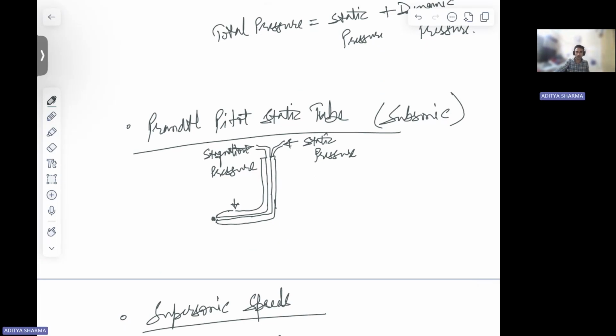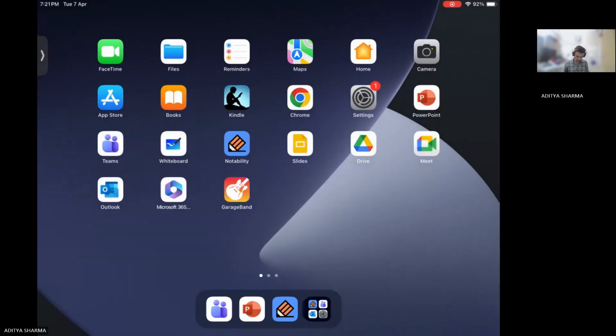So this is how a pitot static probe looks in reality. For stagnation pressure, we have the front point. Then on the walls of this probe you have holes. That is for your static pressure.